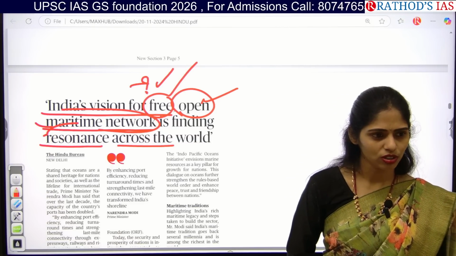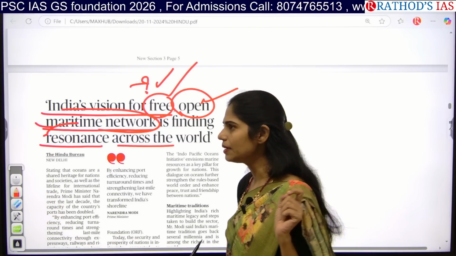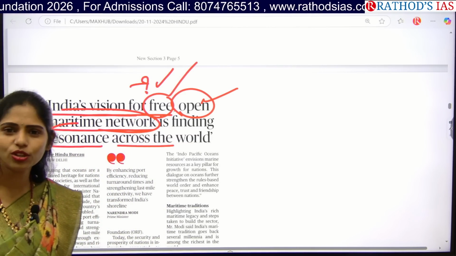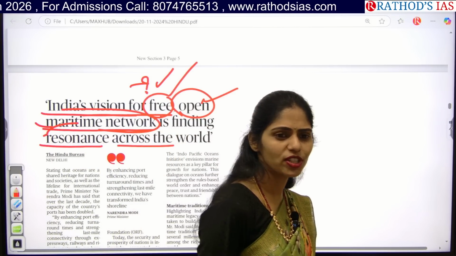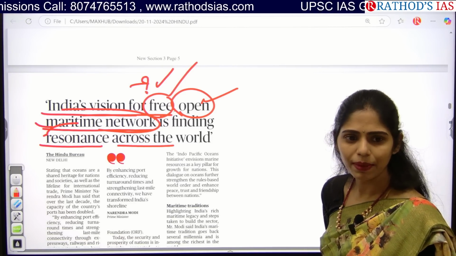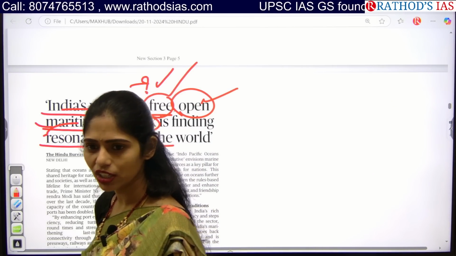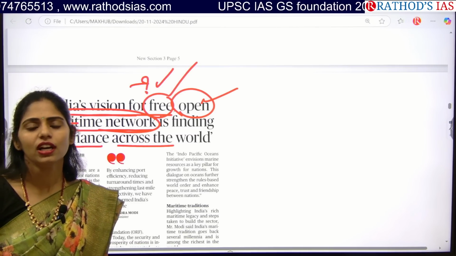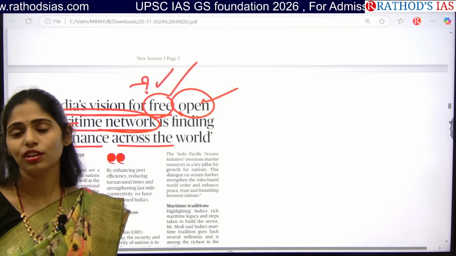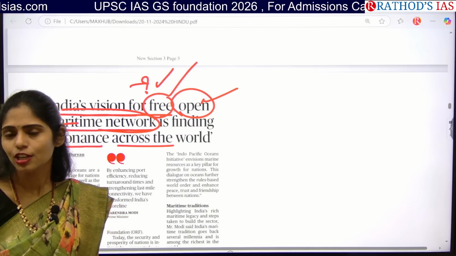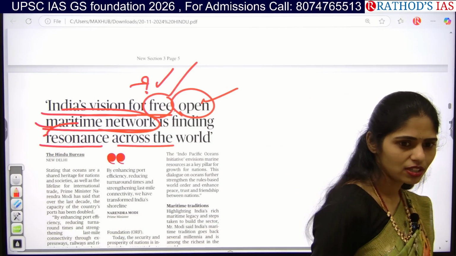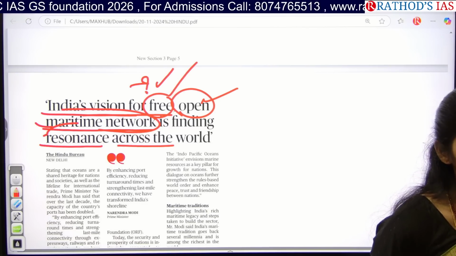So will you accept that India has a vision for free and open maritime trade networks? Yes or no? If you get any question asking you to comment on India's vision for free and open maritime network, can you write at least 3 to 4 examples with a map of the Indo-Pacific region and India's location? There you also have to show the recent maritime corridors that we have, and some important choke points. So can you tell me some examples of choke points in this Indo-Pacific region? Malacca Strait, Strait of Hormuz, next, one more.